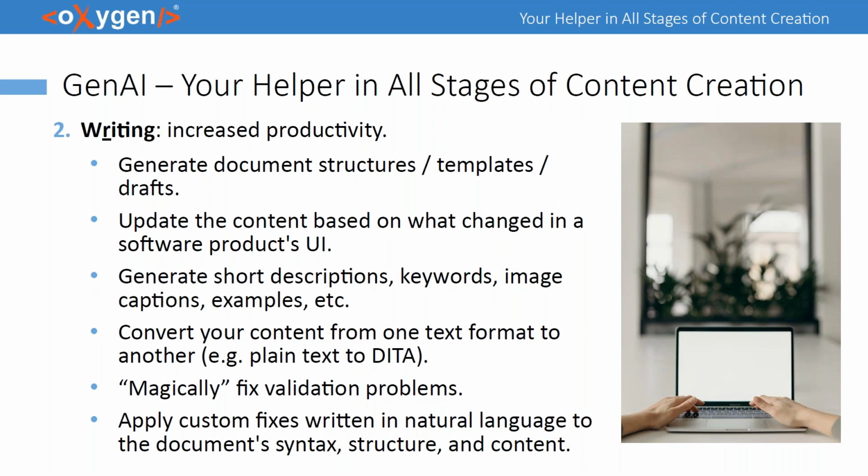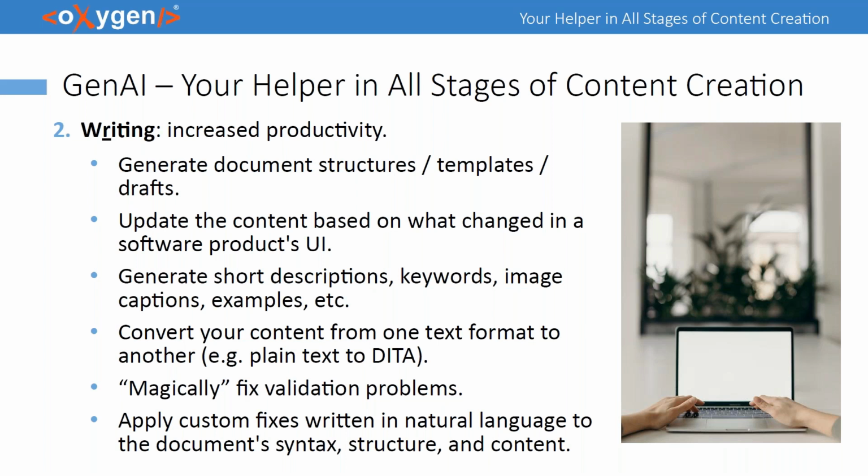Or if you are describing some more abstract concepts, then you can ask the AI to give you some specific examples so that your readers can really understand what you are trying to explain. You can use Positron and GenAI to convert your content from one text format to another, for example, from plain text to data or maybe to Markdown. You can use it to magically fix validation problems.